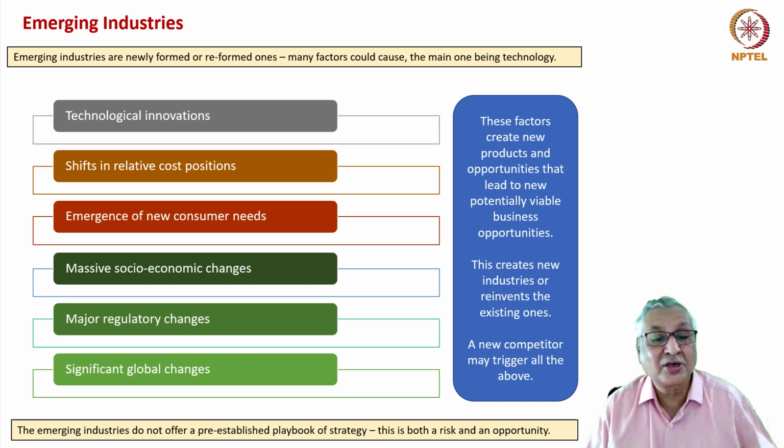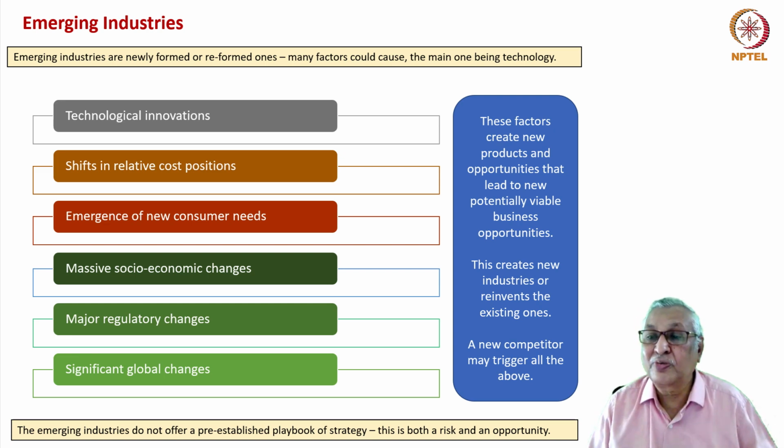So massive socio-economic changes could drive the emergence of new industries. There could be major regulatory changes that are occurring. That is, you should be able to use at least 50% of hydrogen as the fuel for aircraft flying, and that could be a major regulatory change and that could completely redefine the green hydrogen industry as related to the aircraft industry. There could be significant global changes including geopolitical changes.